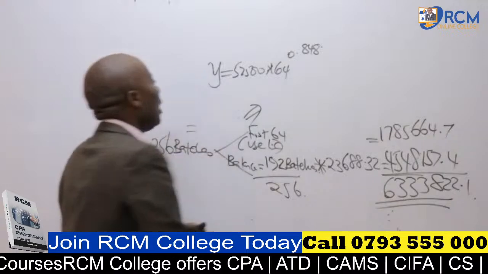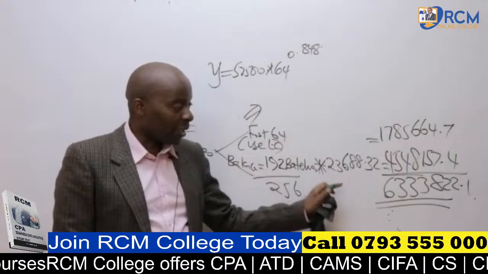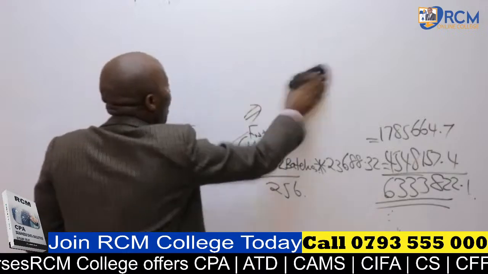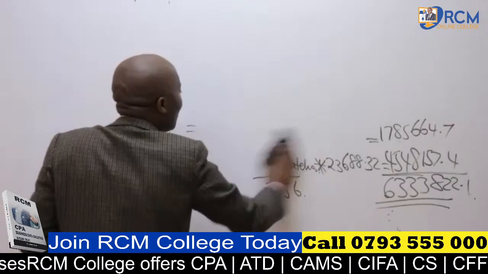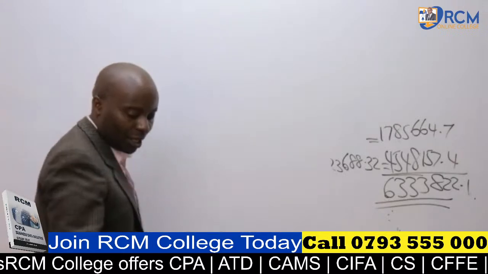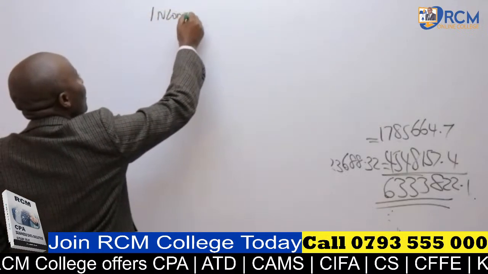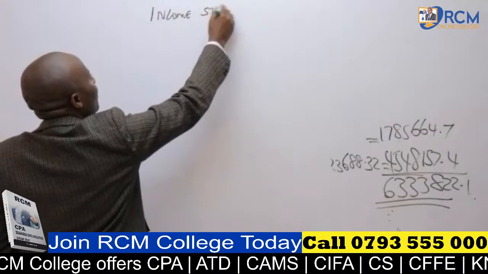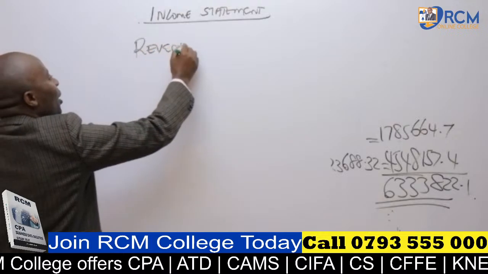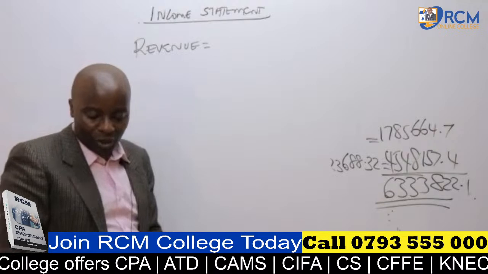Now, once I've gotten my labor cost, this is the total labor cost. Please write it like that. Once I've gotten my total labor cost, what I will do is come right away here and give my examiner the income statement. So we have here the income statement. What do we have? We start with revenue, the profit and loss account.